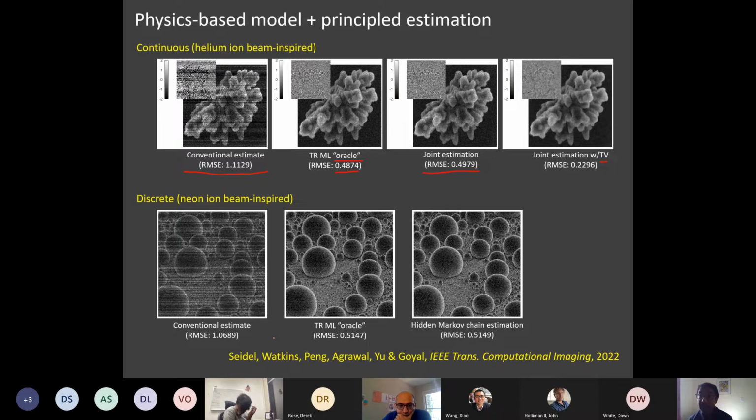On the bottom, it's a similar type of example, but here, inspired by a neon ion beam, the variation of the beam current is discrete. And again, a hidden Markov chain estimation method is appropriate, and the joint estimation again comes extremely close, essentially matching the performance of having an oracle. Now, here I've emphasized that you can get a better micrograph, but the estimation of the beam current could be viewed as some kind of a new online diagnostic for the instrument.